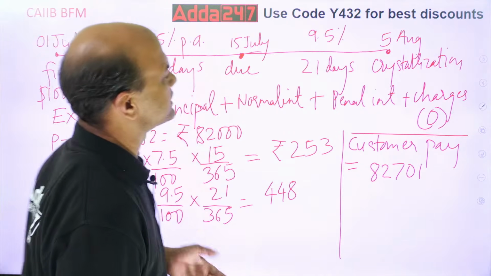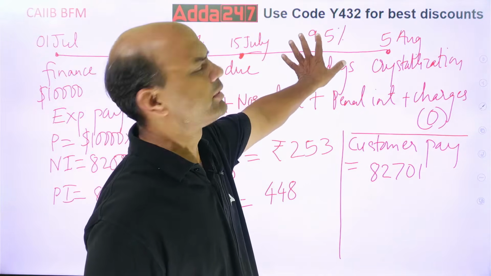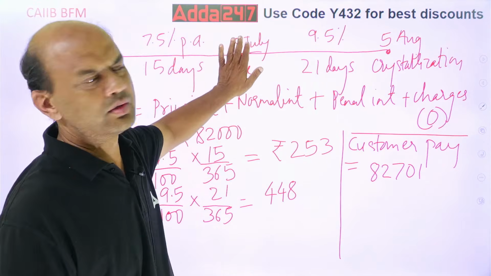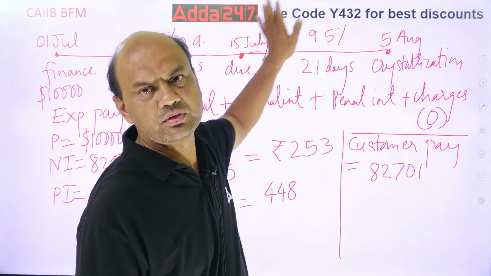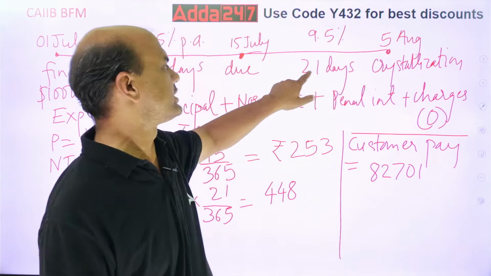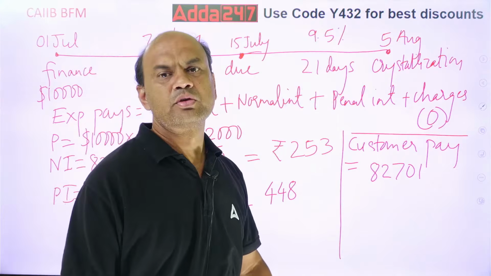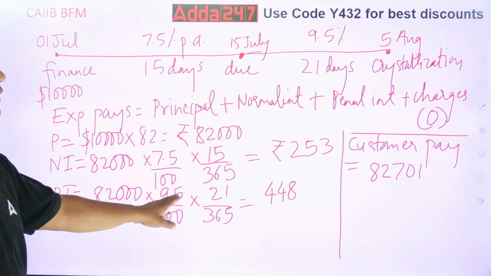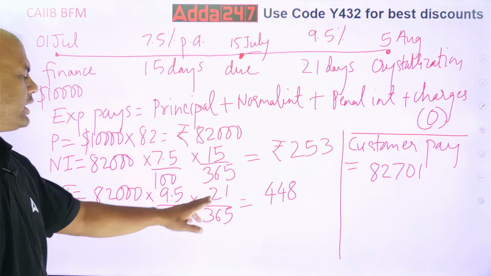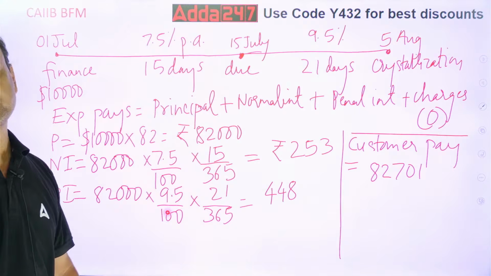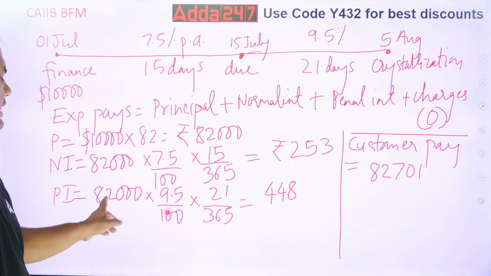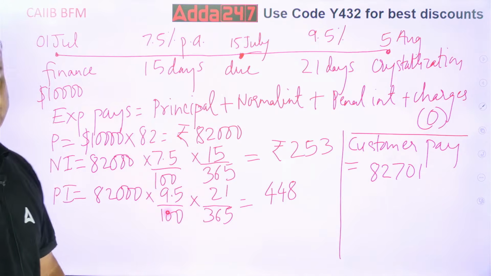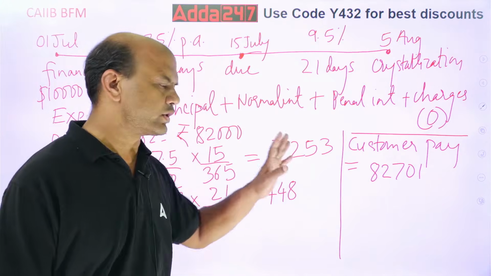Penal interest, how much will the customer be paying? He will be paying for these remaining days. Means on this date it was due, but he did not make the payment. So, penal interest will be charged for these remaining 21 days. So, now 21 days, calculated. 82,000 into 9.5 upon 100 into 21 upon 365. Okay? 82,000 into 9.5 upon 100 into 21 upon 365. So now you must get this answer, 448.